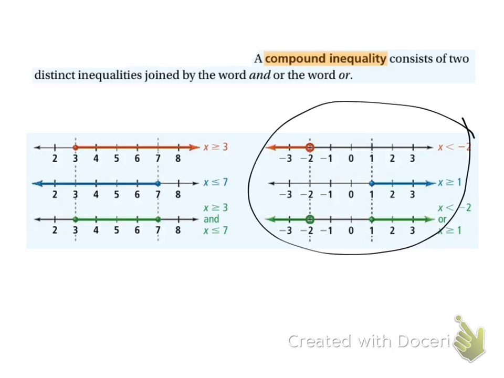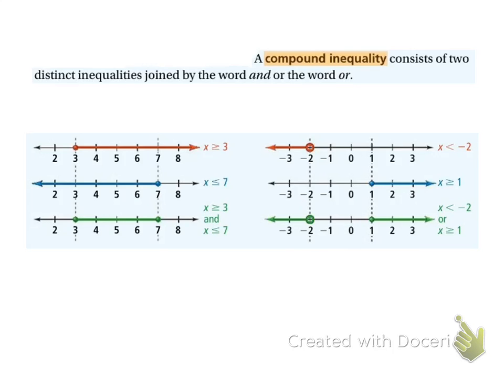So the one on the left, we're using and. X needs to be greater than or equal to 3, and it needs to be smaller than or equal to 7. Whereas over here, x is less than -2, or x is greater than or equal to 1. So we've got and compound inequalities and or compound inequalities.